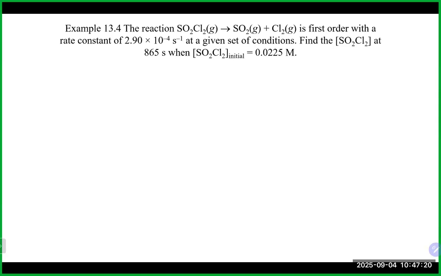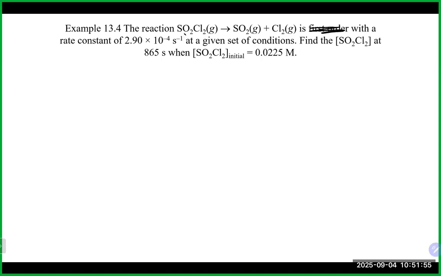I'm going to try another one here. The reaction is first order with the rate constant. Find the concentration of SO2Cl2 at 865 seconds if we started with 0.0225 molar of it. So we're looking for the final concentration here. Nice enough to tell you, but for the most part, they're not nice usually.